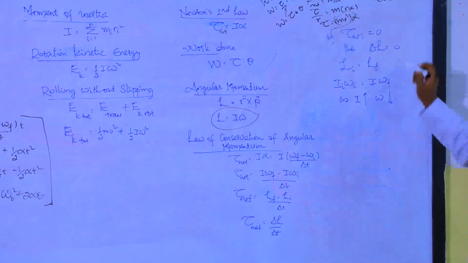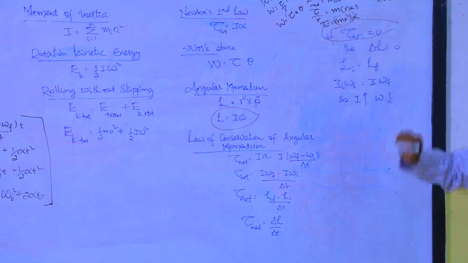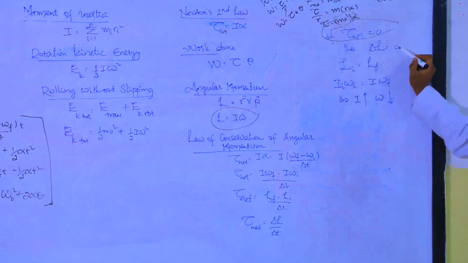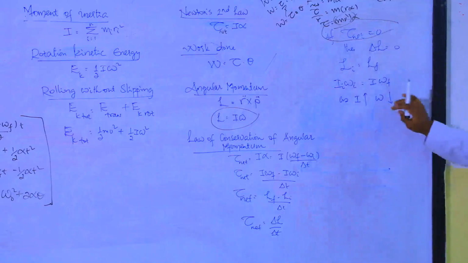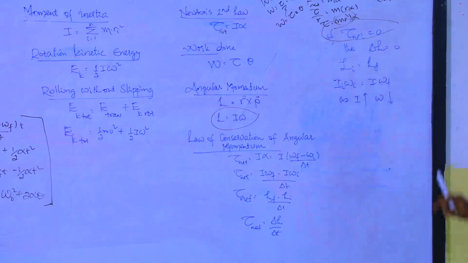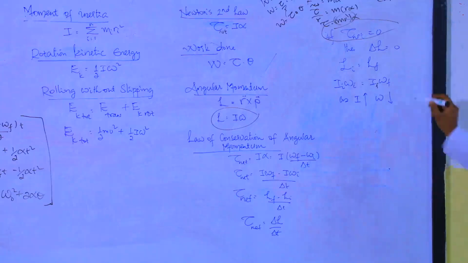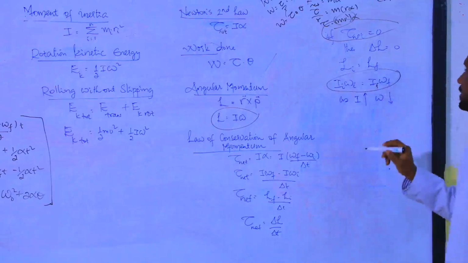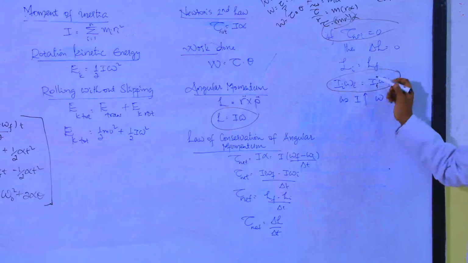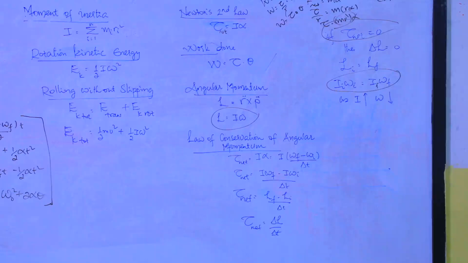So if the net torque acting on the rotating rigid body is 0, then the change in angular momentum of the object will be 0. That means angular momentum final will be exactly equal to the angular momentum initial. I initial times omega initial is equal to I final times omega final. From this mathematical expression you can tell that whenever the value of I is increasing, the value of the angular speed is decreasing.